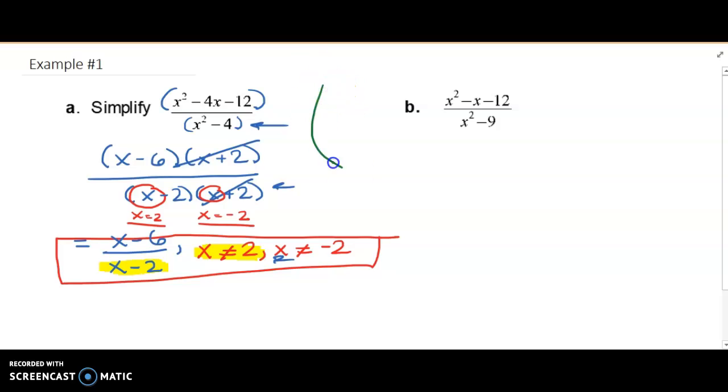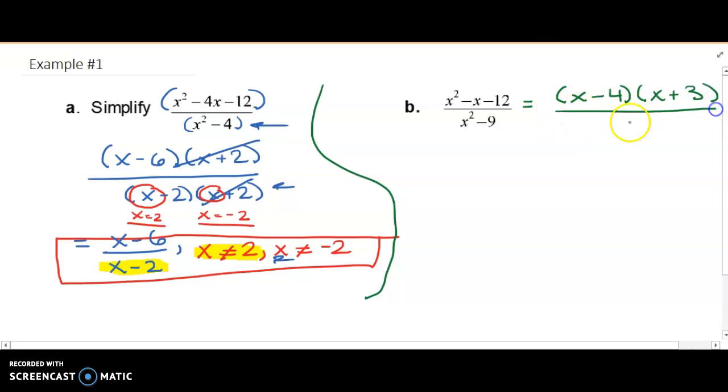Okay, now let's look at part B. Once again, we're going to factor this. So this is x minus 4 and x plus 3. And then the denominator, once again, we have difference of squares. So this is just x minus 3 and x plus 3. Okay, from here, we're going to look at our common factors. So x plus 3, x plus 3. So when we cancel those out, we'd get x minus 4 over x minus 3.